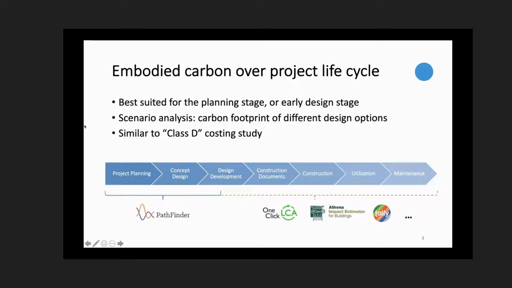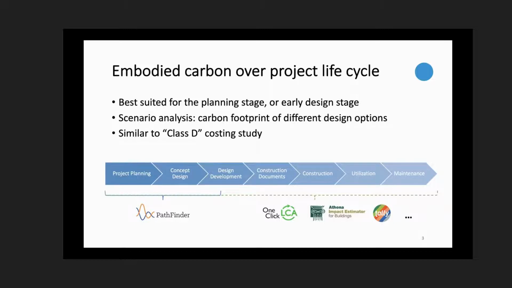So as Ivan mentioned, if you look at the full project life cycle of any construction project, starting from project planning stage to concept design, design development, construction documents, and detailed design and into construction, as the project gets more detailed and you have more specific information about the project, then the PathFinder tool becomes less and less viable for your project.